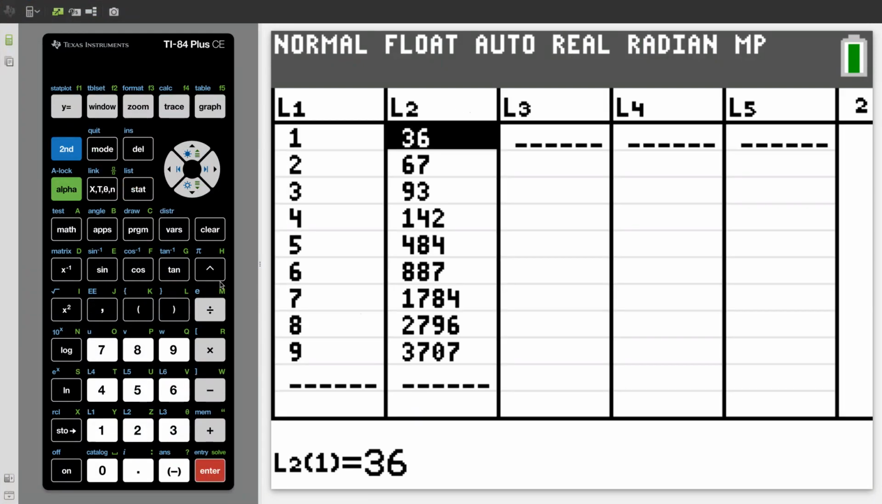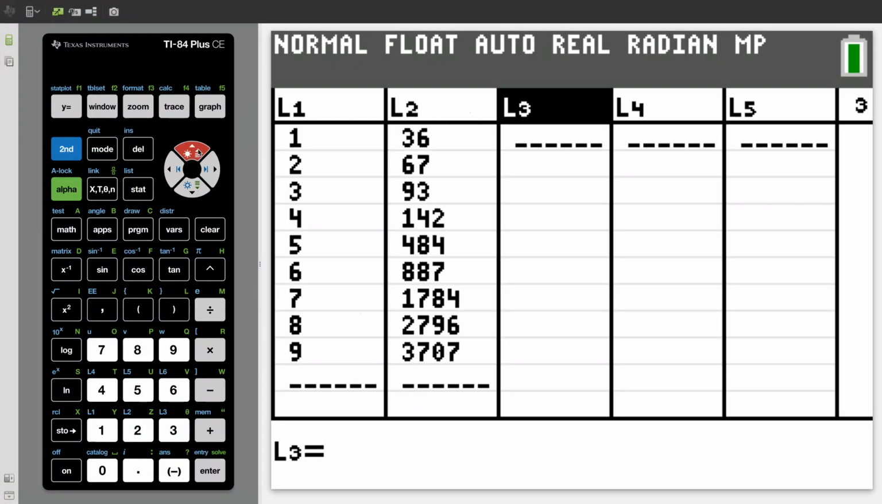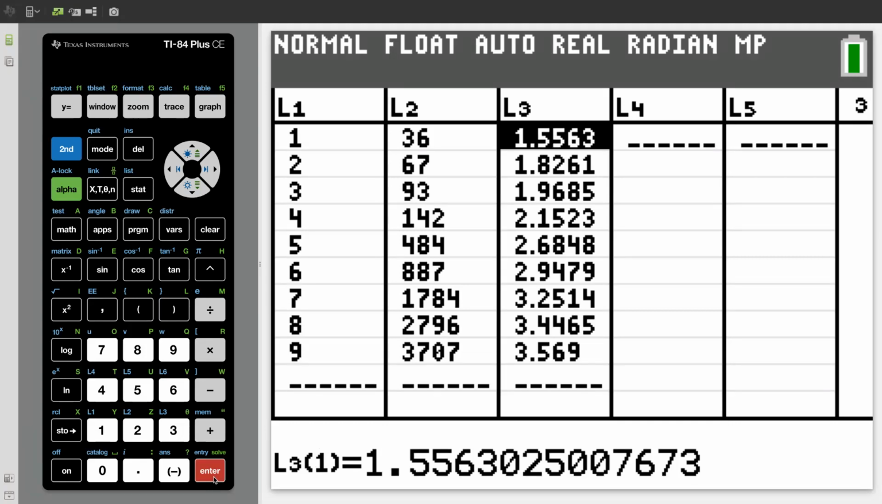I'm going to hit edit. And to take the log of this, I'm just going to come here, and I'm going to put equals log, and then I'm going to put L2, because whatever the distance is, I'm going to take the log of that. And that gives me much smaller numbers. See what I did there?